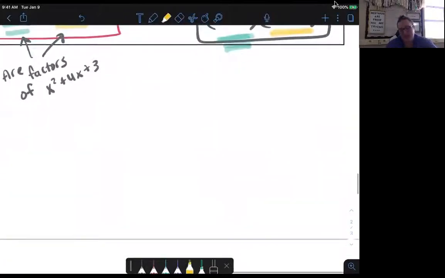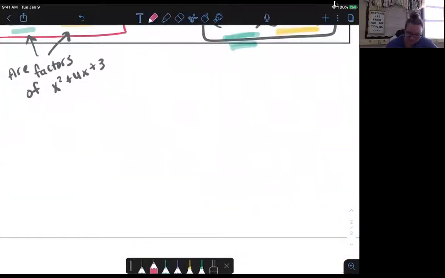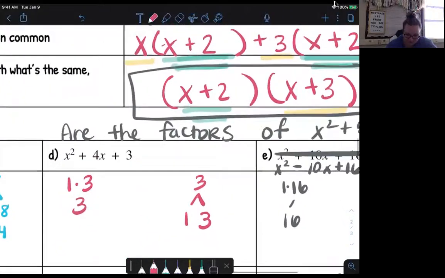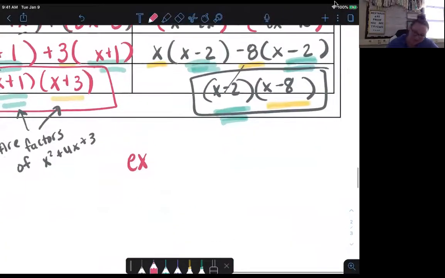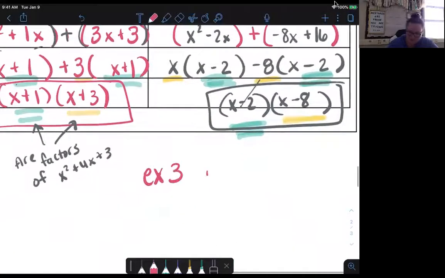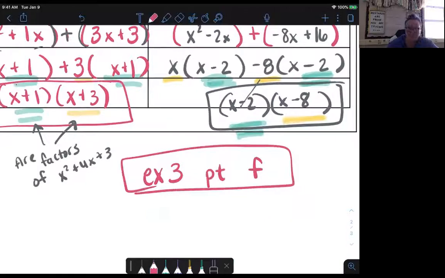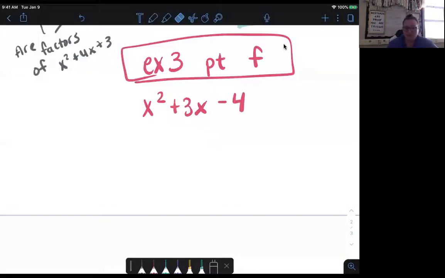And then we're actually going to add an extra example. We're going to add example 3 part E. And I want you to factor x squared plus 3x minus 4 by factoring. So you're going to factor it by grouping.